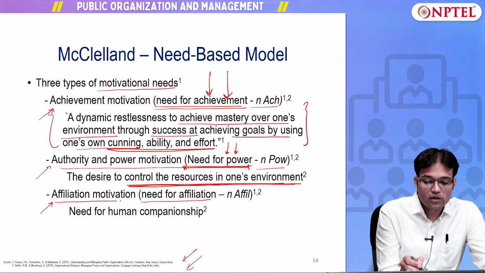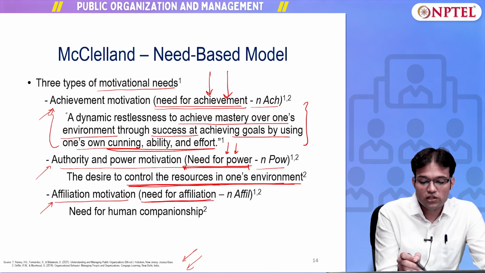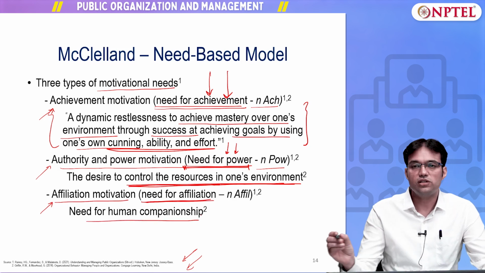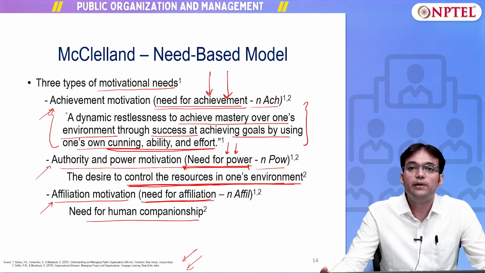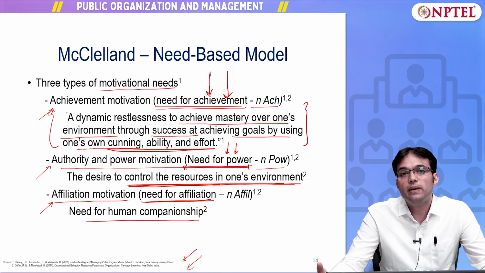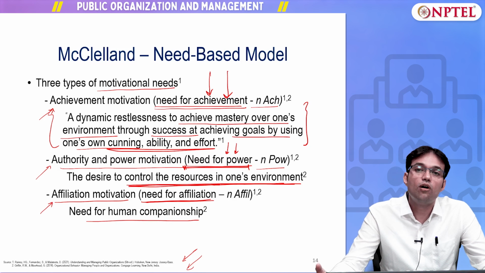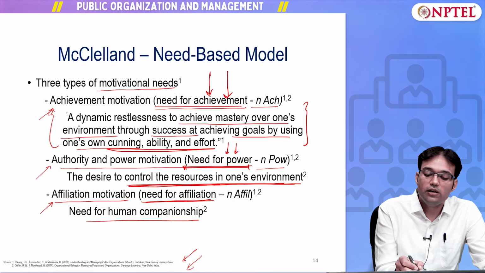Finally, there is the affiliation motivation, the need for affiliation, the need for human companionship. It's also about wanting people to recognize them for their efforts. They want to be known. They want people to recognize them for their efforts, right? So, there's a strong need for affiliation.